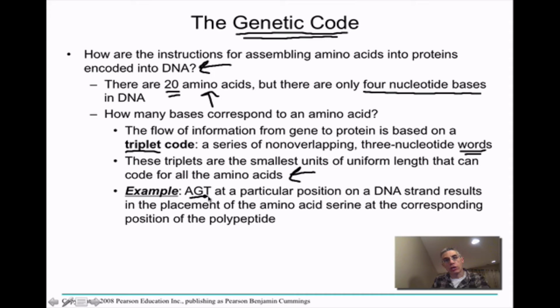So we have adenine, guanine, and thymine. At a particular position on a DNA strand, this is going to result in the placement of a particular amino acid, and in this case it's going to be serine. Serine is going to be placed at the corresponding position of that growing polypeptide or protein strand.